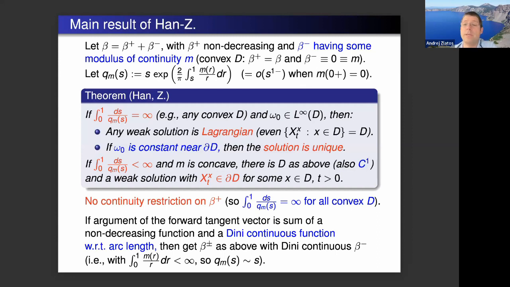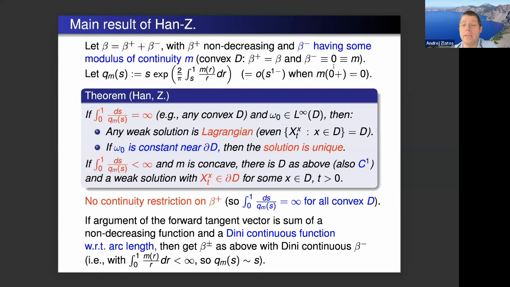If this modulus is even less continuous than all the Hölder moduli, then it can happen that this integral, if I go all the way to 0, is infinite, and then of course this exponential will be some function of s.